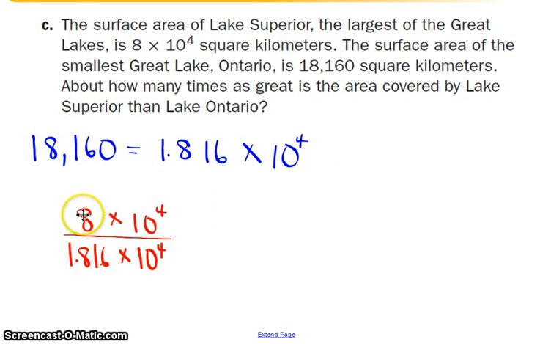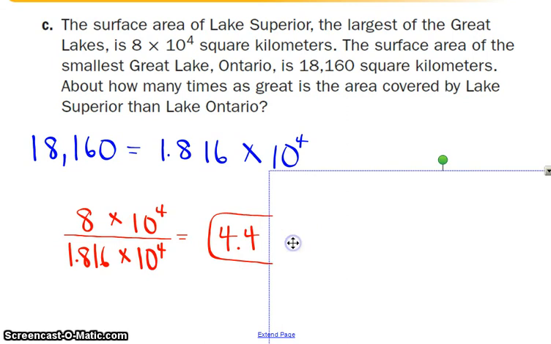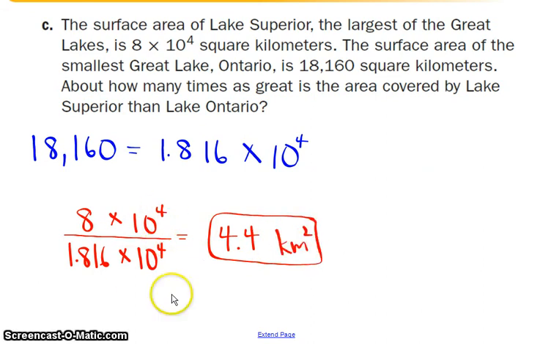So in your calculators, you should have taken 8 divided by 1.816, and you got around 4.4. Okay. Then with our powers here, we're going to subtract. What is 4 minus 4? 4 minus 4 is 0, and anything to the 0 power is always 1. So actually, this part right here cancels out. So our answer is just 4.4. So what that is saying is that Lake Superior is about 4.4 times bigger than Lake Ontario.